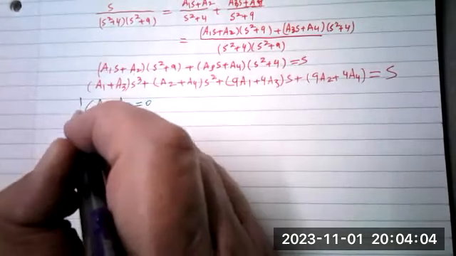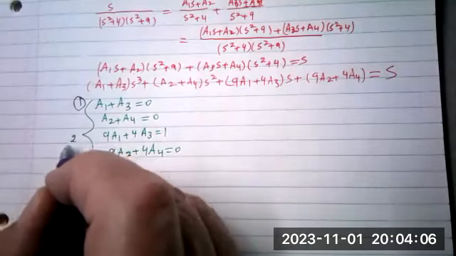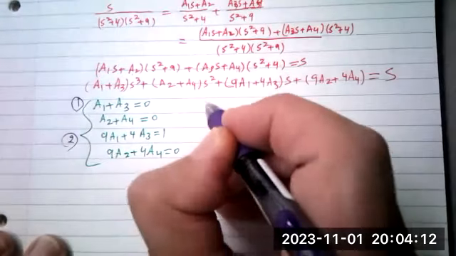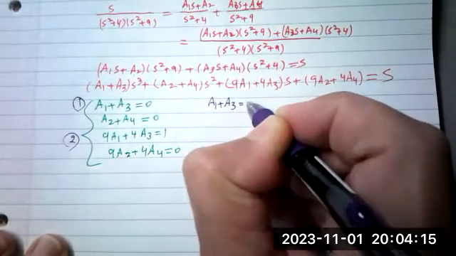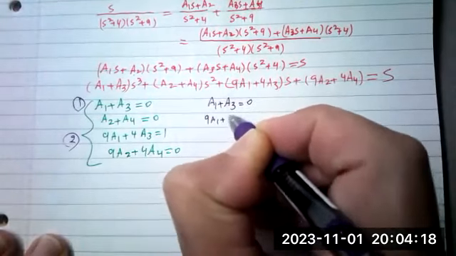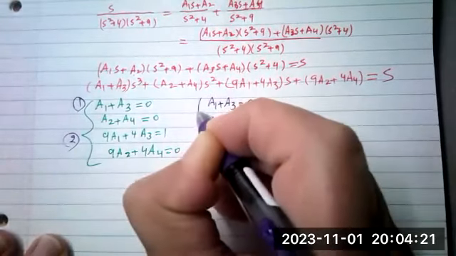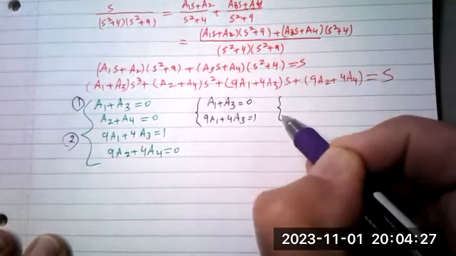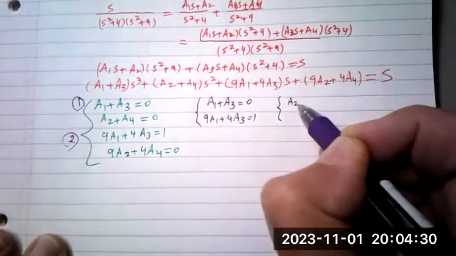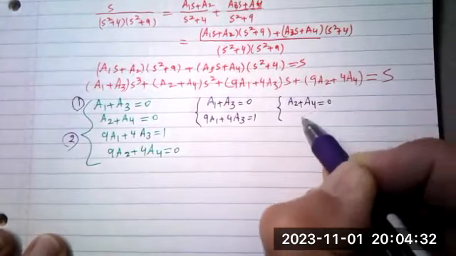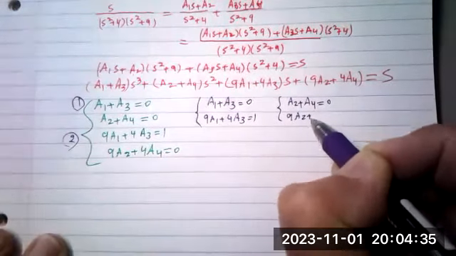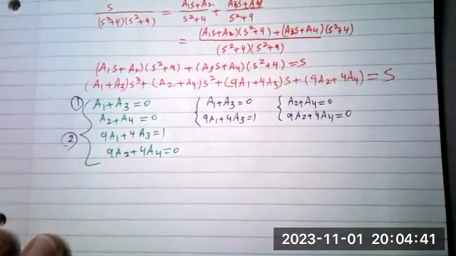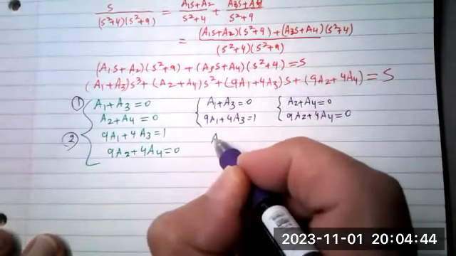For example, you consider these two together, 1 and 2. You consider these two together, that gives you A1 and A3. You get A1 plus A3 equals 0, and 9A1 plus 4A3 equals 1. You solve this system and the other one. The other system is A2 plus A4 equals 0, and 9A2 plus 4A4 equals 0. You can use the addition method to do it. If you solve it, this is the final answer.